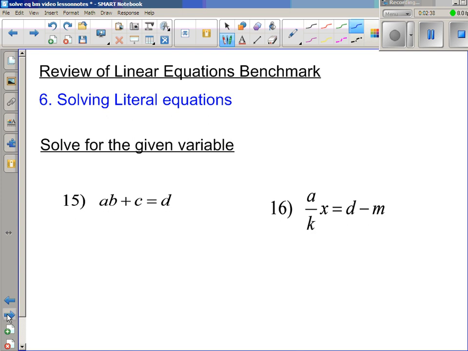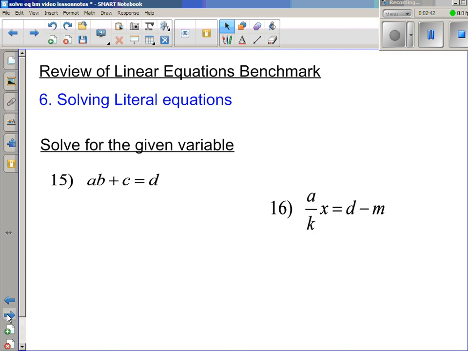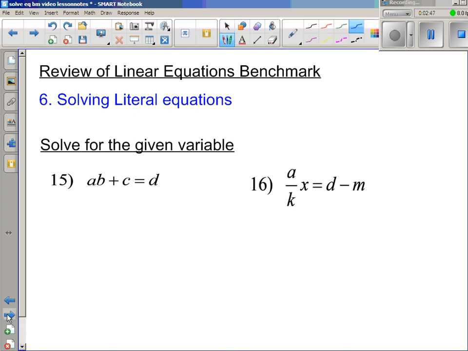Finally, we want to solve for a given variable when there are, in this case, no numbers. The benchmark, you might see a 1 or a 2 or a 3 somewhere in there, but solve for the given variable. I'm going to say we need to solve for b. So in this equation, if we want to solve for b, we notice b has two things being done to it, a plus and a times. We undo the plus first, leaving ab equals d minus c. And then the b is still being multiplied.